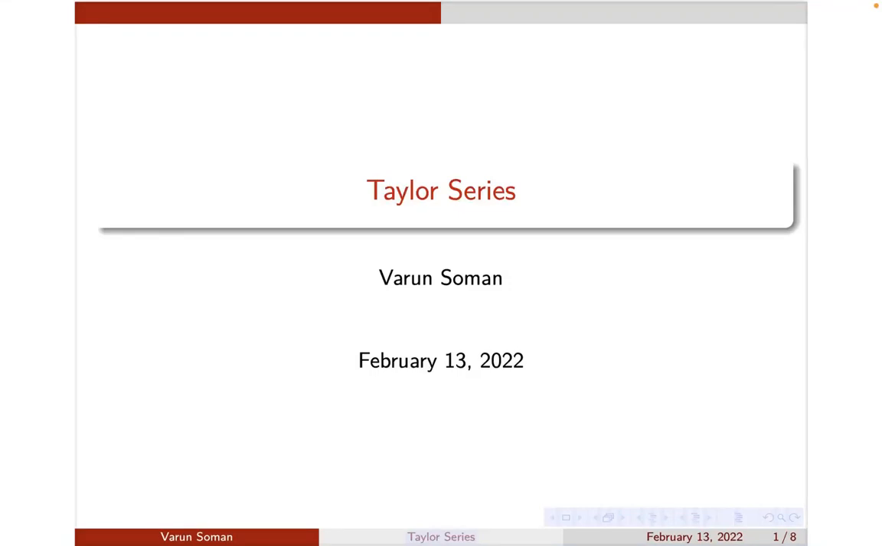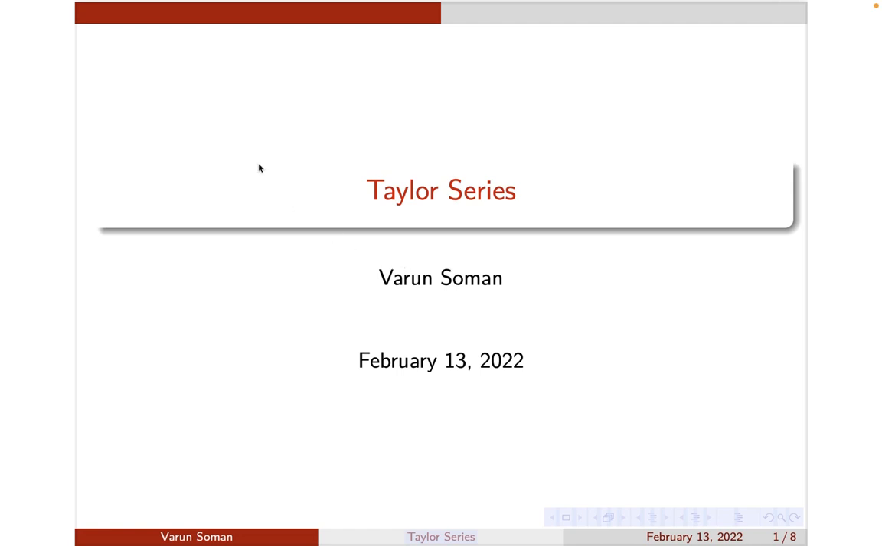Hi. So far we have discussed infinite series, their convergence, various convergence tests, and also alternating series and absolute convergence. In this session we will be discussing a particular type of infinite series which will have variable terms, not constant terms.